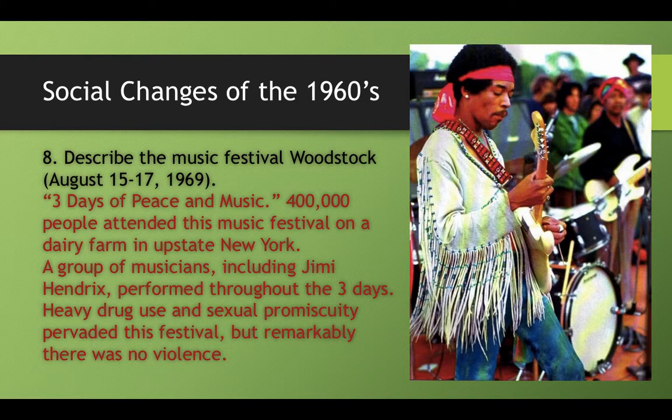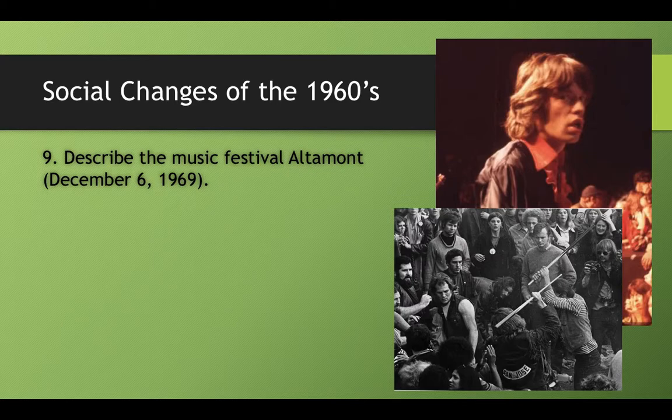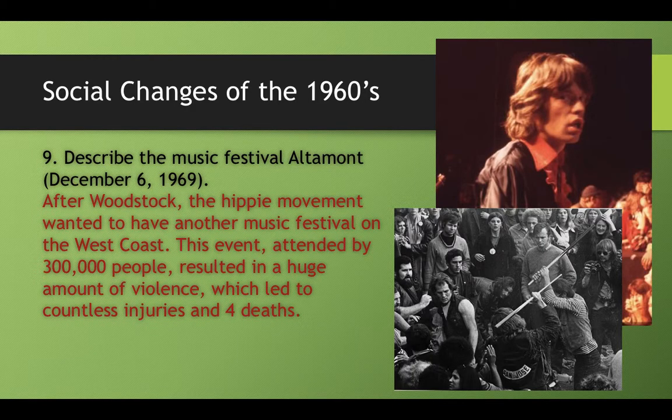All right. So they planned another music festival called Altamont, and this was going to be like the Woodstock of the West Coast, but it could not have been more different from Woodstock. This was in December of '69, and because the hippies wanted to have another music festival on the West Coast, they did. But this event, attended by hundreds of thousands of people, again, really big just like Woodstock, resulted in a ton of violence.